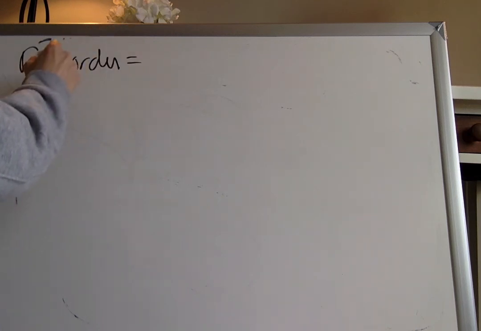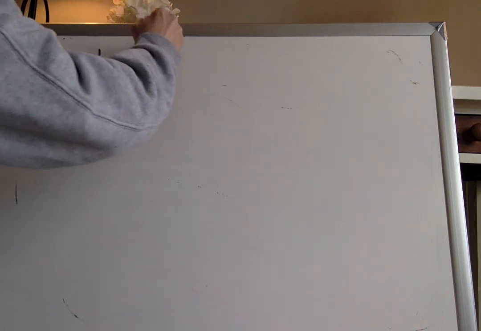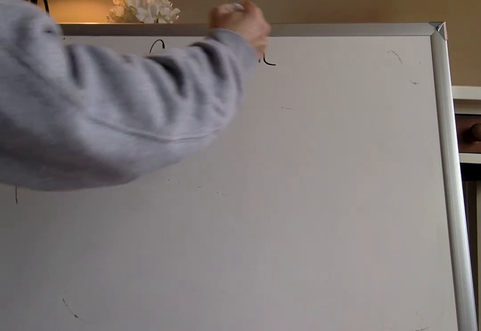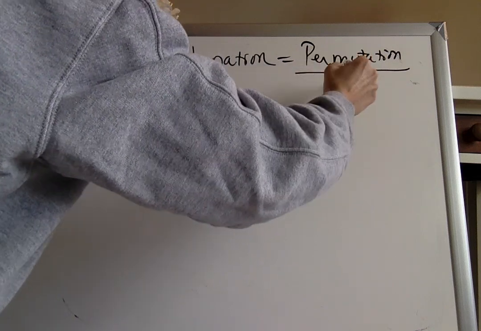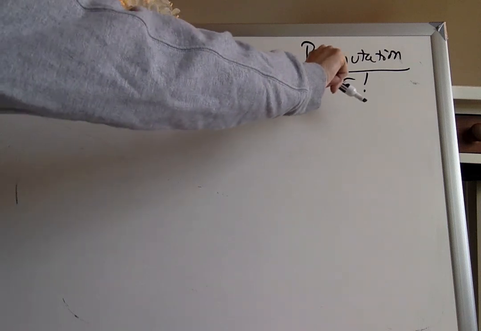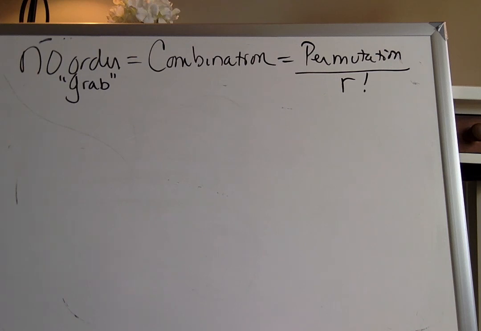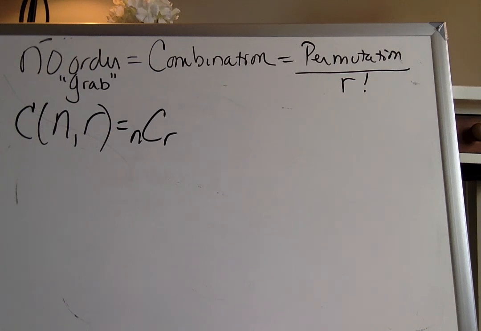So when we do not care about order, or we're just grabbing people, it's called a combination. Now, what I was trying to show you in the last problem we just did, it seems like it's the permutation divided by r factorial. That was our 60 divided by 6, divided by 3 factorial. Here is the formal notation. Combination, again, C and R or NCR. Those are the 2 most popular ways.